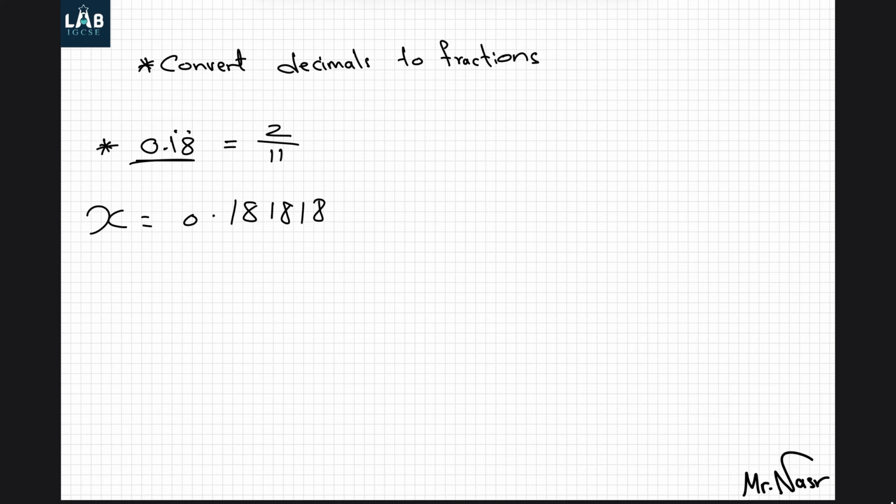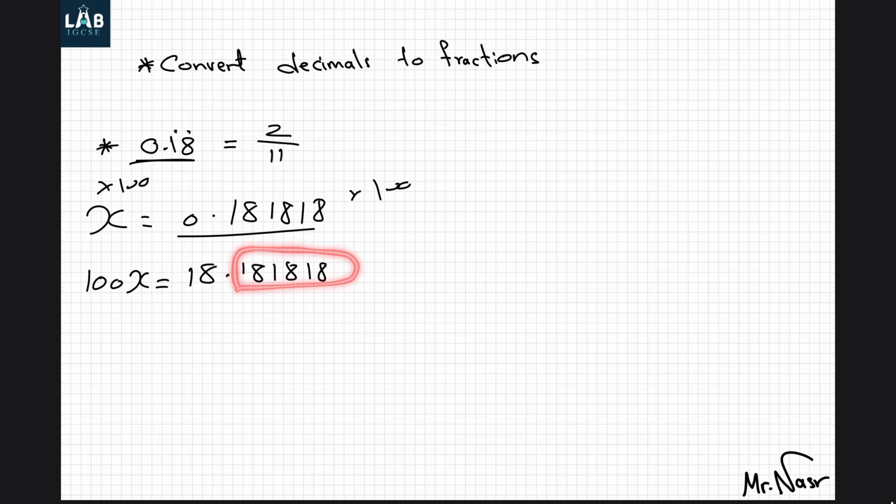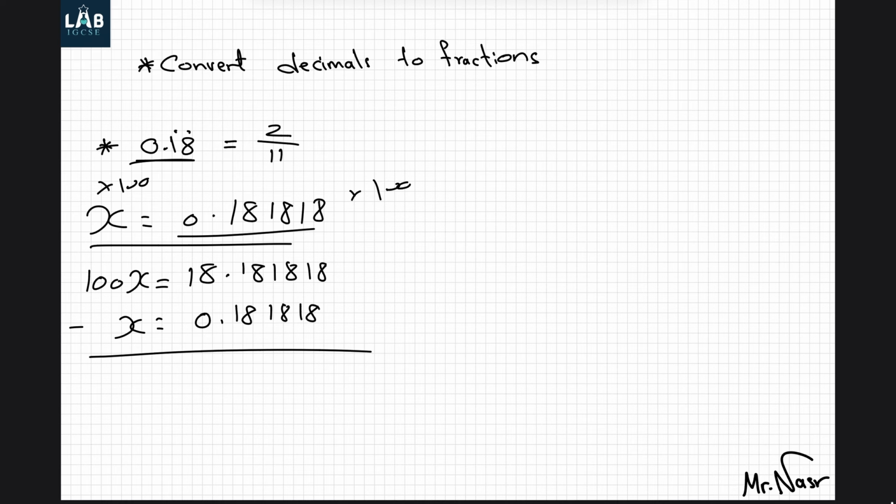And then I'm going to try to put this 18 sequence here, at the beginning on the 0 side. So to do that, I'm going to multiply by 100. So 100 times x on both sides. And when you multiply by 100, it's going to get you 18.181818. Now I want to get rid of this part, so I'm going to take the original one to do that. So x equals 0.181818. And when you subtract, 100x minus x is going to be 99x, guys. And this is going to be 18 because these will cancel each other.